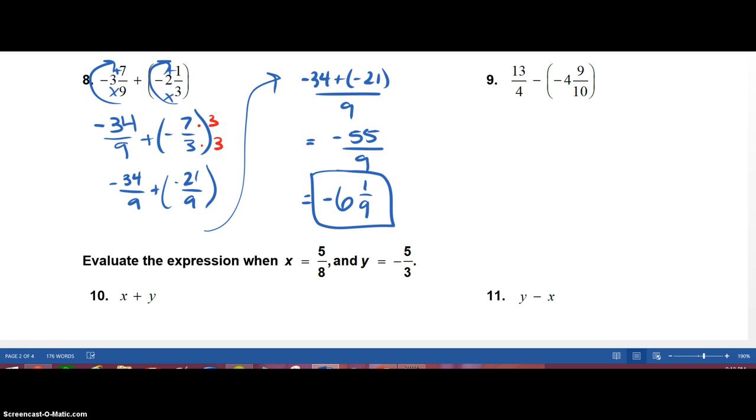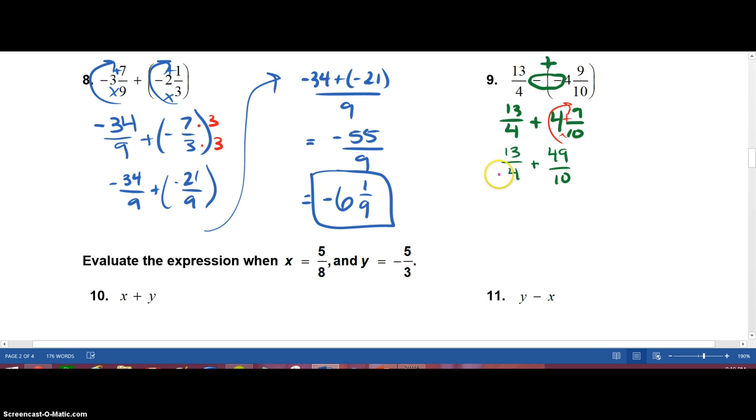Number 9, 13/4, that's already written as an improper fraction, so we wouldn't have to change that. Minus a negative 4 9/10. So again, these two negative signs next to each other make a positive sign. So I have 13/4 plus 4 9/10. I'm going to change this second mixed number into an improper fraction using my big C method. And I'm going to have 13/4 plus 49/10. So now we need a common denominator between 4 and 10.